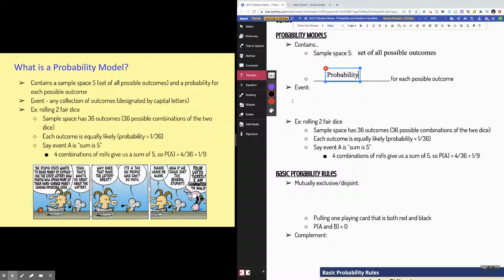And then an event is something that we want to know the probability for, essentially. So an event is any collection of outcomes, and it's always designated with a capital letter.